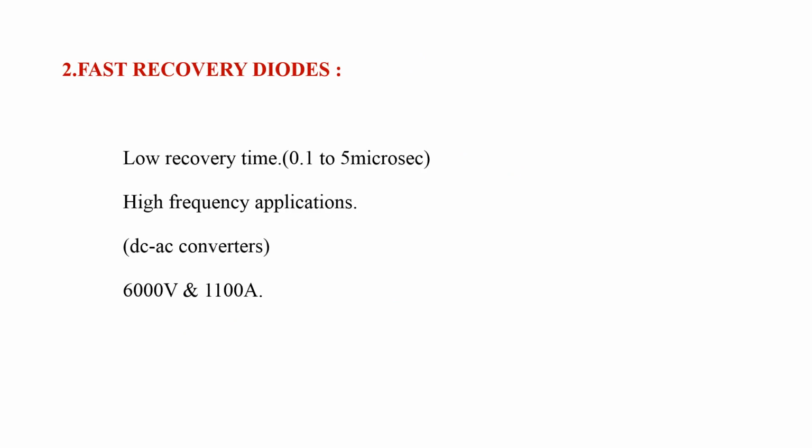Coming to the second type of diode, that is fast recovery diodes. The disadvantage in the general purpose diode can be overcome by using the fast recovery diode. That is, this type of diode has a very small reverse recovery time, from 0.1 to 5 microseconds. And fast recovery diodes are mainly used in high frequency applications.